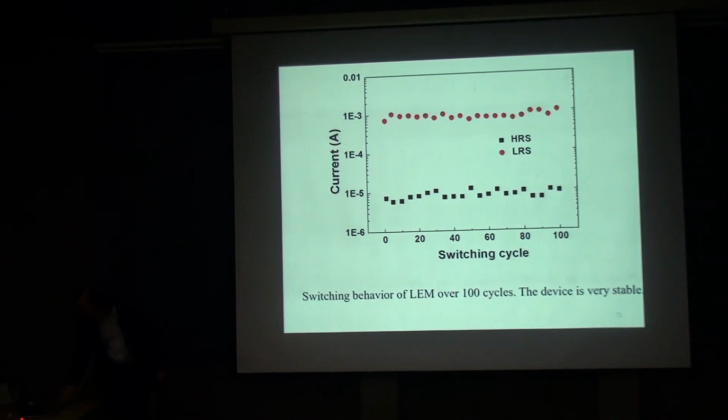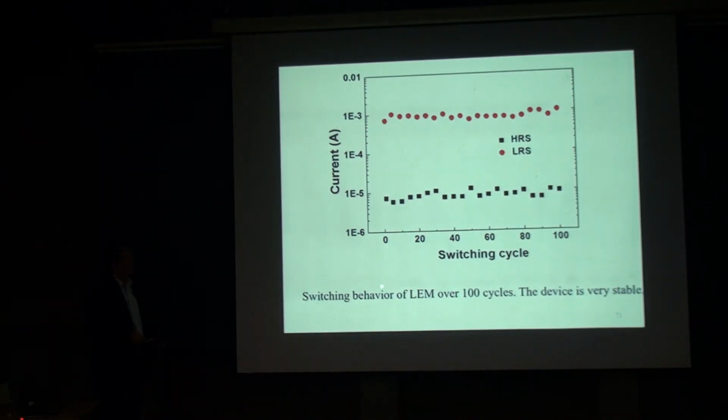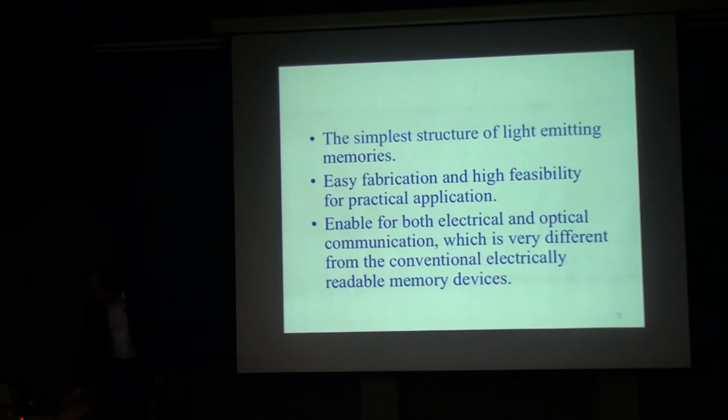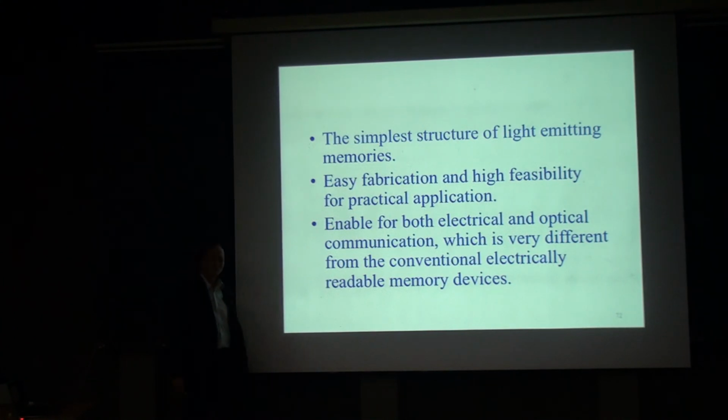This light emitting memory is also stable after 100 cycles, and the function still remains the same. So this is a very simple structure, the light emitting memory, and it's very easy to fabricate. And the unique feature for this memory device is we can read the signal electrically and also optically. I will stop my talk here. Thank you for your attention.